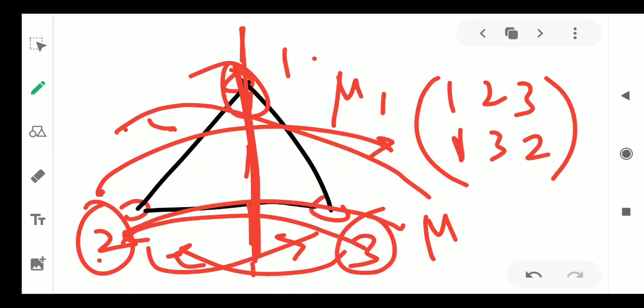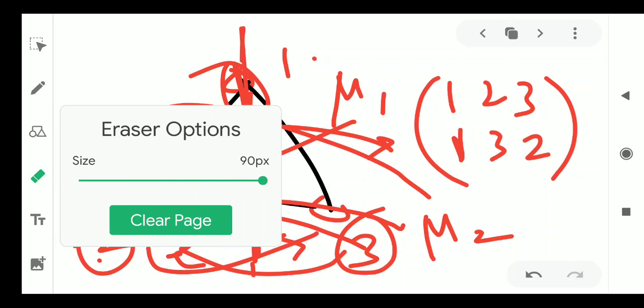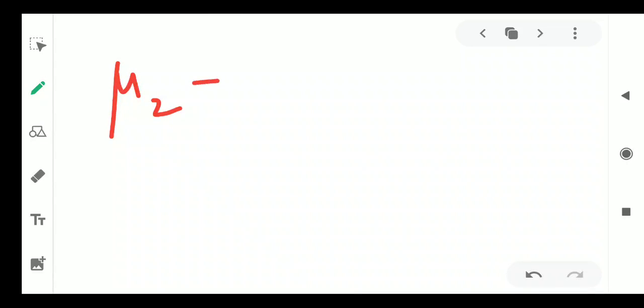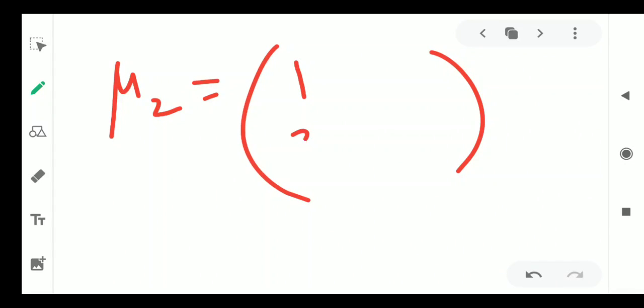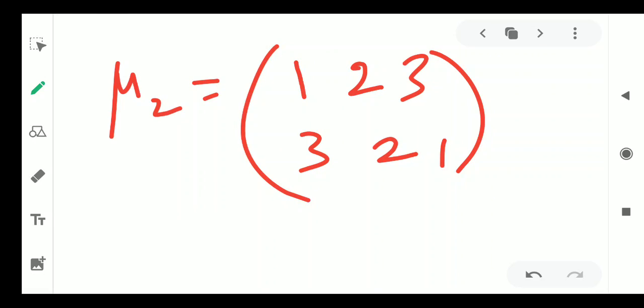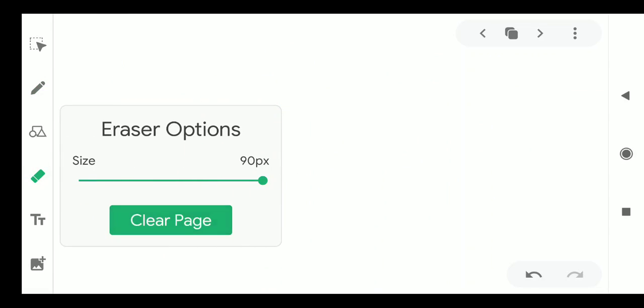Similarly, to talk about mu2, we have to draw an axis here. Let me remove all those things. To talk about mu2 we have seen that 1 goes to 3 and 3 goes to 1. What is fixed? 2 is fixed as 2 itself. So as far as the triangle is concerned, this will look like this.